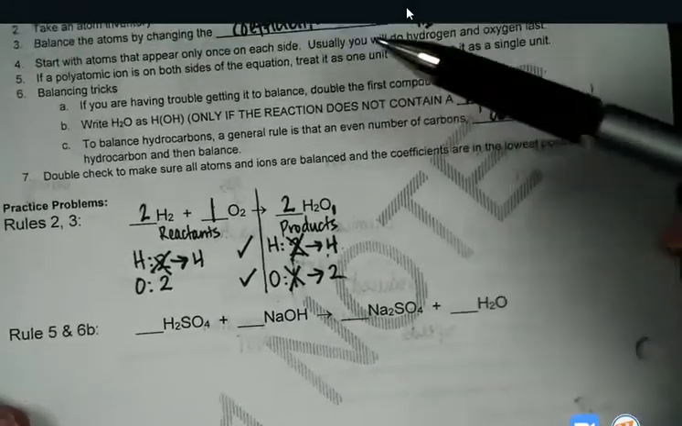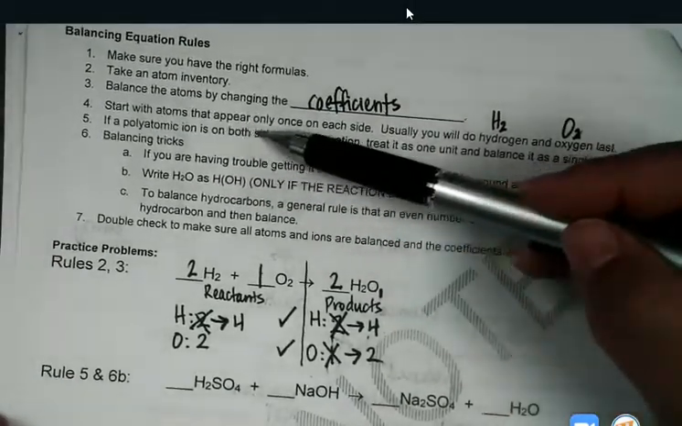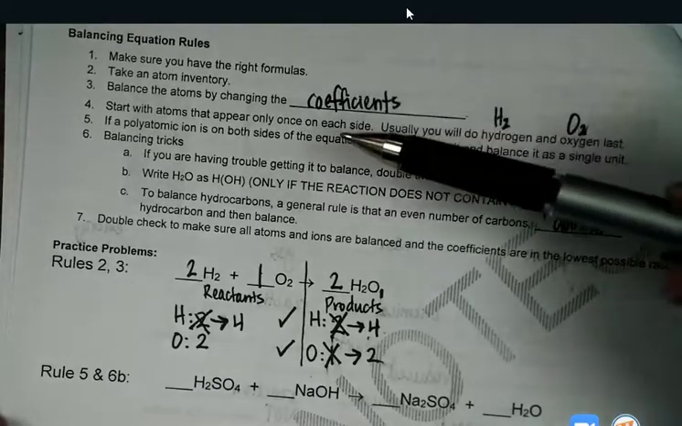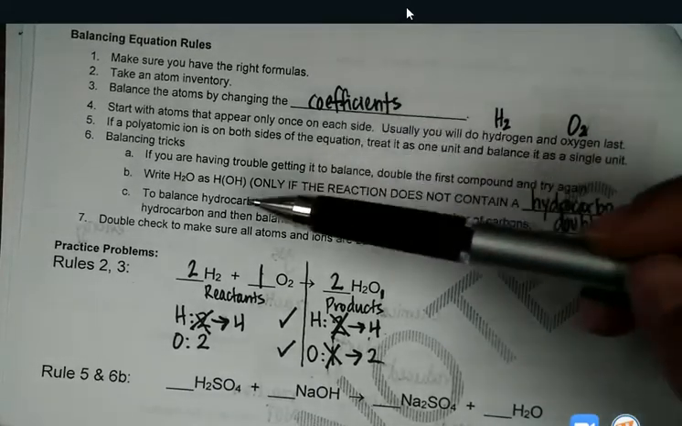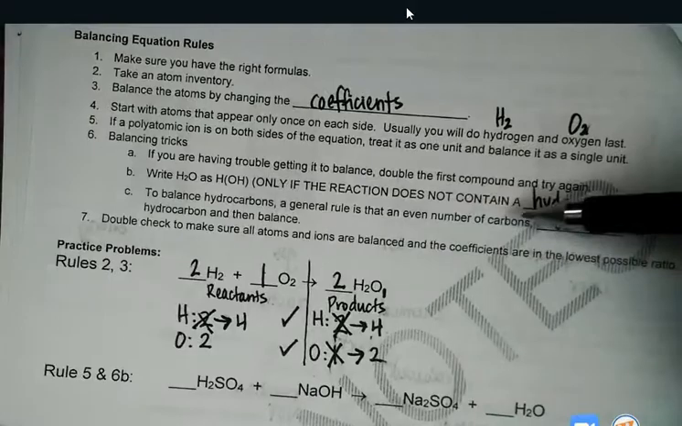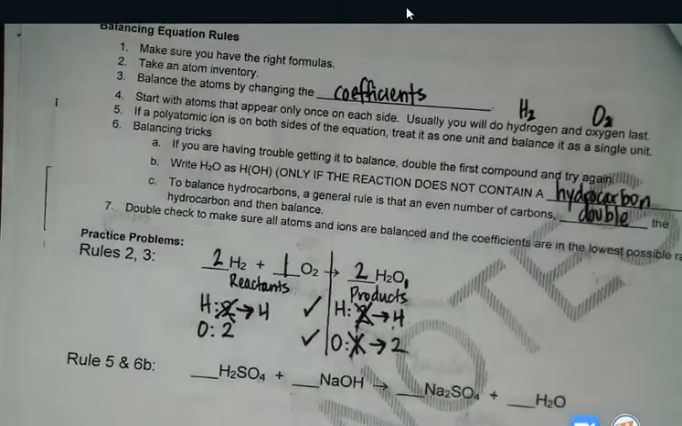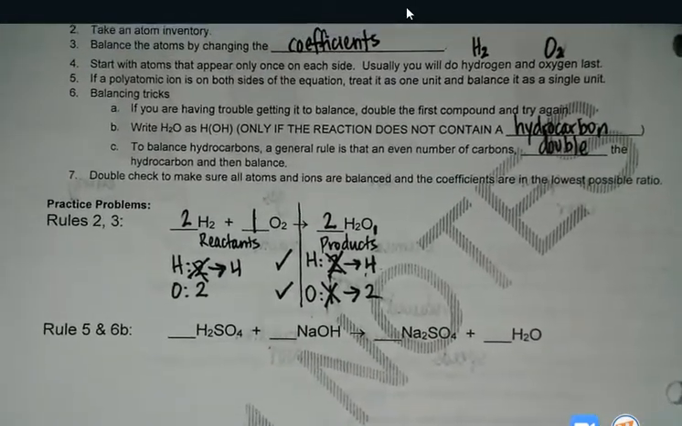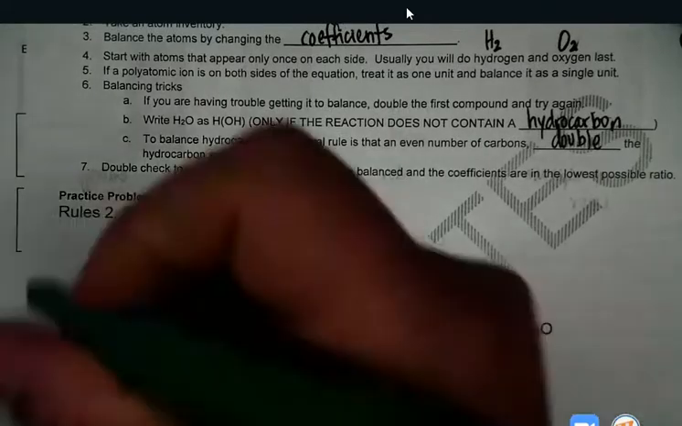Okay, now we're looking at rules 5 and 6. If a polyatomic ion is present on both sides, treat it as a single unit. And then 6b, write H2O as HOH. So number 5 is that I'm going to keep polyatomic ions together.